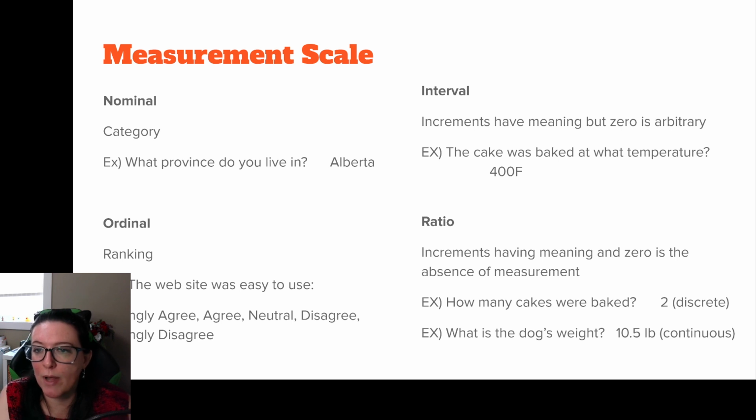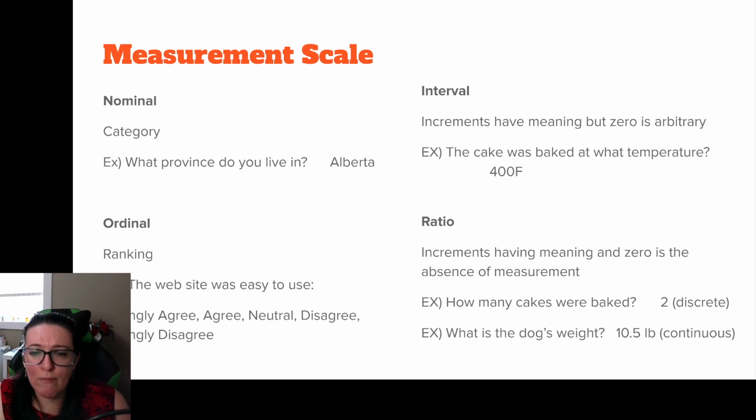So for example, we might have a question, the cake was baked at what temperature, and we record 400 Fahrenheit. Well, 0 Fahrenheit is still a temperature, so it's an interval. As opposed to ratio data, the difference, the increments have meaning, but 0 means that the event did not occur, that the item doesn't exist. So with interval, there is a difference between 200 and 400 Fahrenheit, right? 200 difference. It's the same difference as between 100 Fahrenheit and 300 Fahrenheit. Okay, but the 0 doesn't mean an absence of temperature.